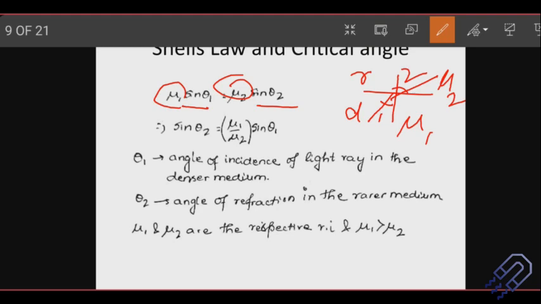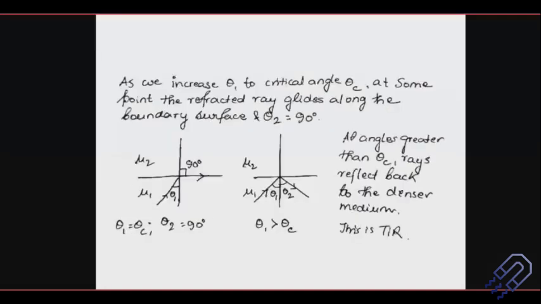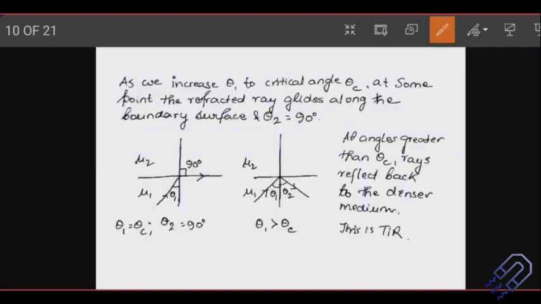And from here we can find out what is sine of theta 2 by simply knowing the refractive indices. So maybe this is water and maybe this is air. For air, you know the refractive index is 1. So you just put mu2 as 1, and this will be just mu1 sine theta 1, and easily you know what will be the angle of refraction. Okay, that's very simple.